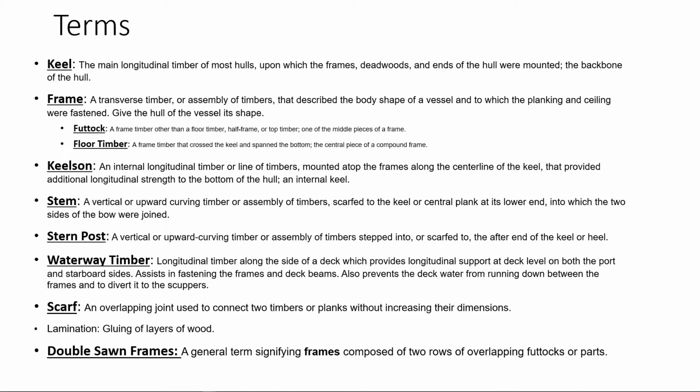We'll talk about scarf, which is a type of joint for putting two timbers together. And then we'll talk about lamination, which is the gluing of layers, and then double sawn frames, which is a general term for frames that are composed together in two rows, which overlap in futtocks.